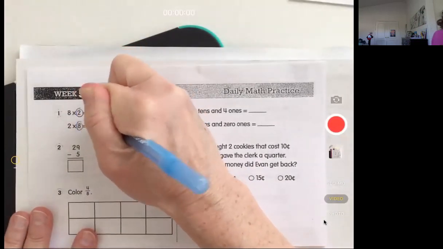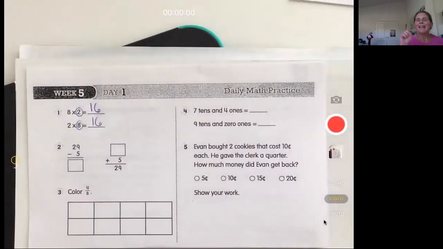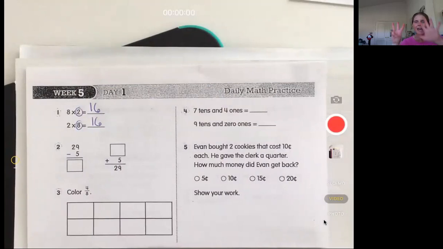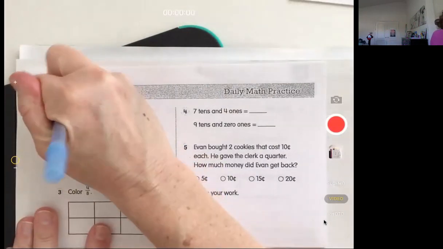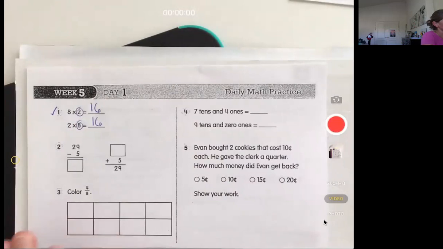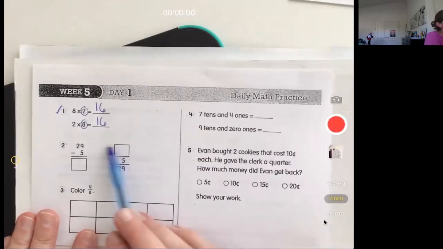Whichever way you chose to do it, if you did 8 plus 8, you would have gotten 16. Or if you counted by 2s, 8 times 2: 2, 4, 6, 8, 10, 12, 14, 16. All right, make sure you've got that. Give yourself a check.